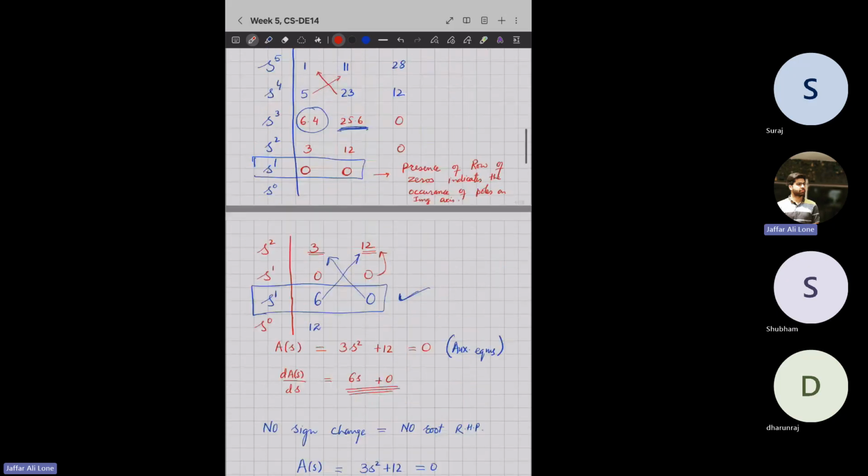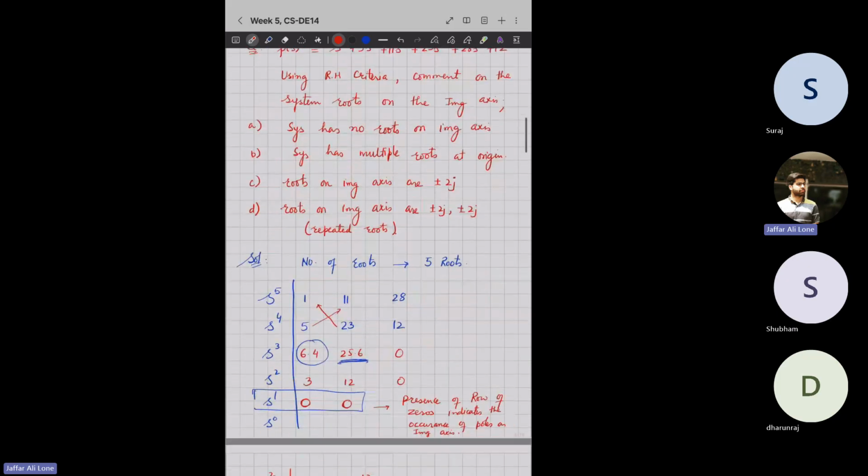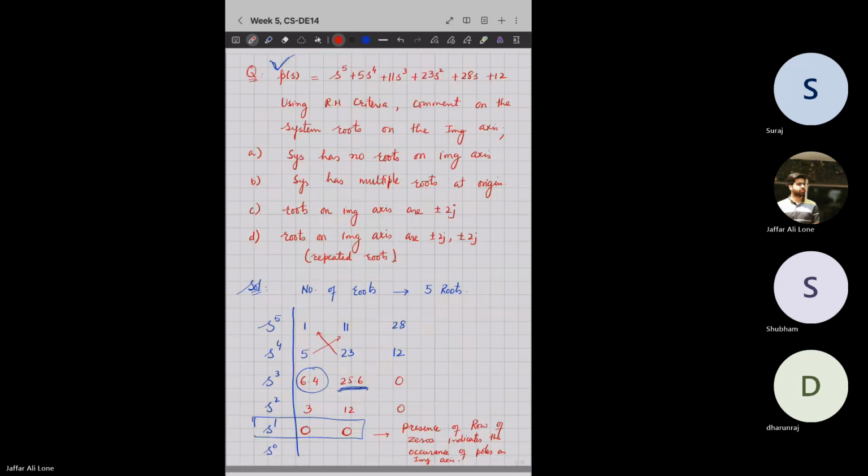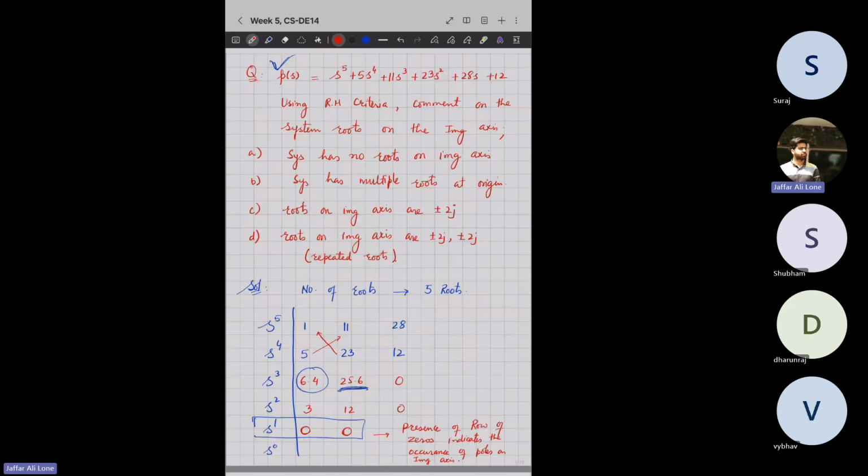Now tell me, based on this, what is the answer? Which option is correct? Suraj or Shubham, Tarun Raj, tell me which option is correct. Third option, sir. Okay, very good. So the third option is correct. Our poles do lie on the imaginary axis and the number is plus minus 2j.